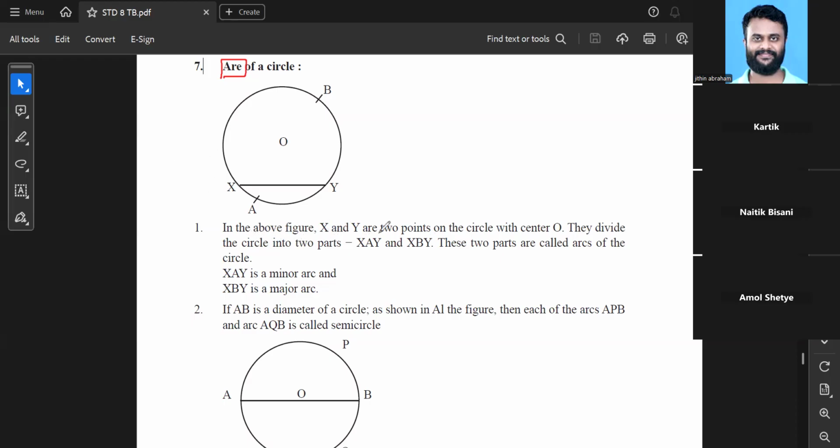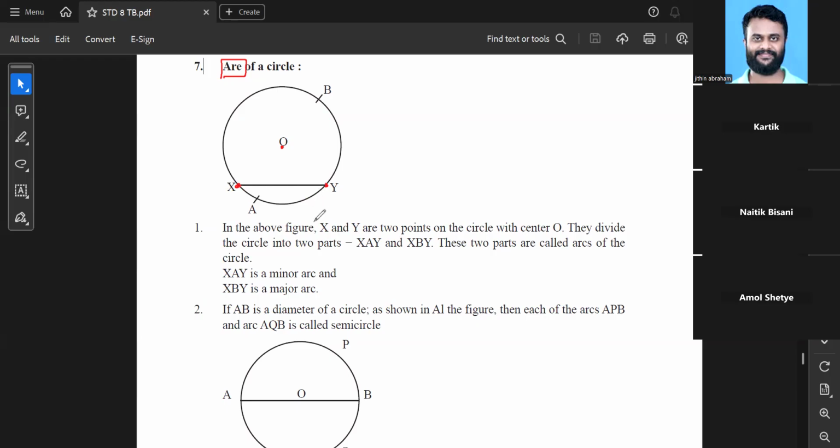In the above figure, X and Y are 2 points in the circle with center O. As you can see, X and Y, these are the 2 points, and the center O is over here. They divide the circle. The first part is this part. For example, this is the whole circle. This is the first part, and this is the second part. So these are the two parts of the circle. Who is dividing the circle into two parts?